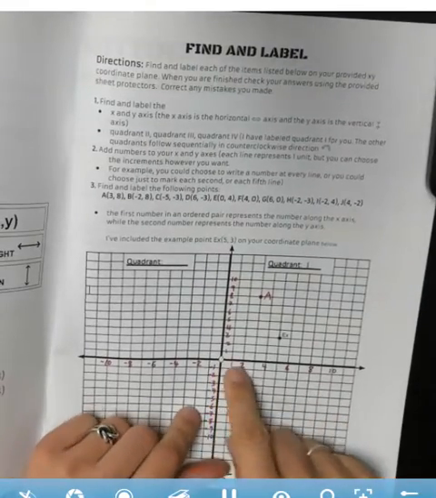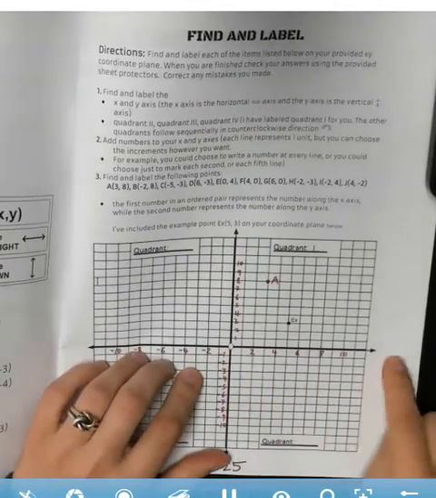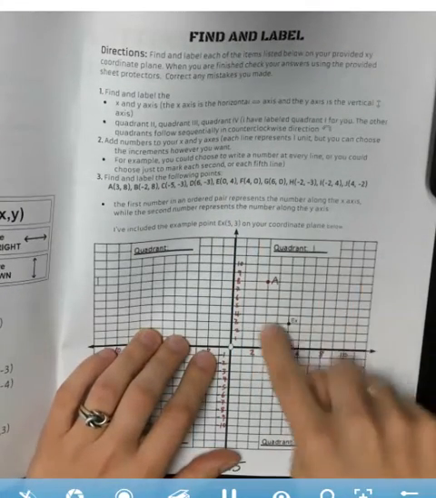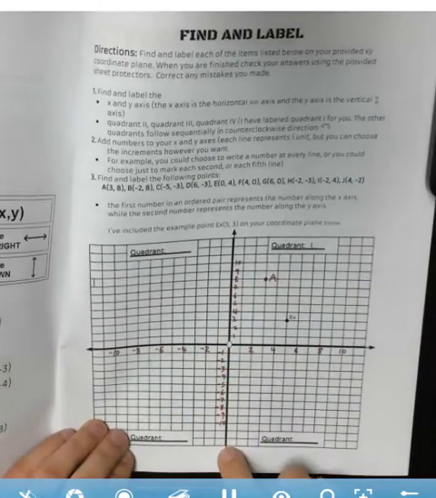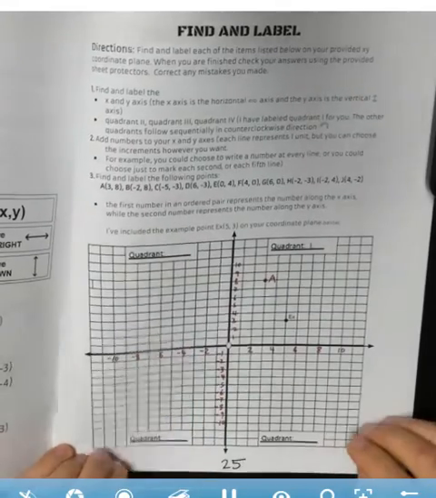Next, you're going to put the numbers on your x and y axes. This way and this way go positive, so that quadrant 1 is completely positive. This way and this way go negative, so that quadrant 3 is completely negative.